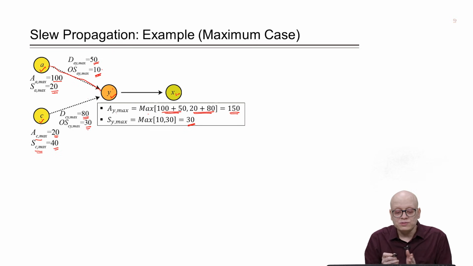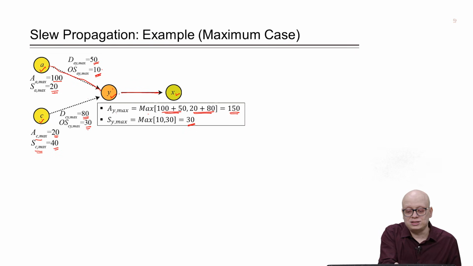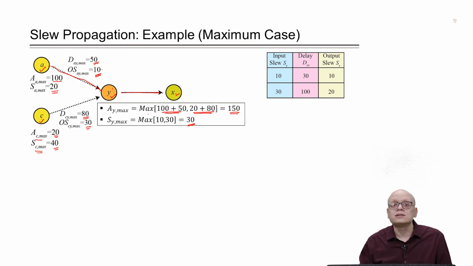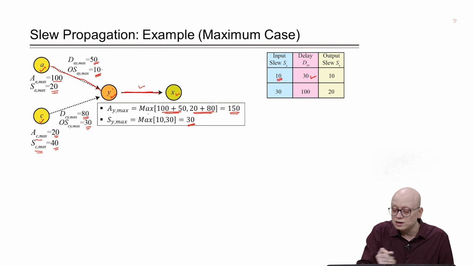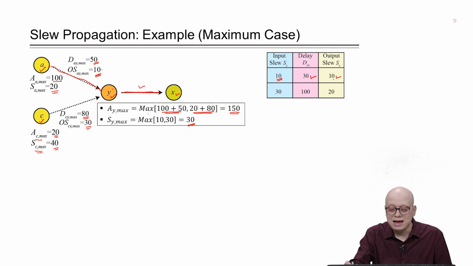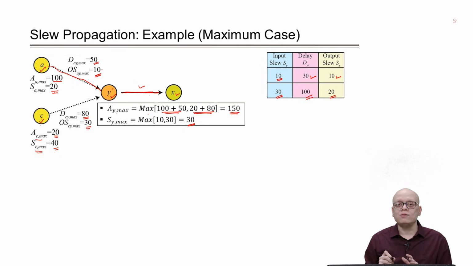Now, to know that, we need to know the characteristics of this edge, the edge between y and x. So, let us assume that this is the given characteristic that will be there in the library, which is shown here, meaning that if the input slew at y is 10, then the delay of this timing arc is 30, right, and the output slew is 10. And if the input slew is 30 at y, then the delay is 100 between y to x and the output slew between y to x is 20. Let us assume that this is given in our library.